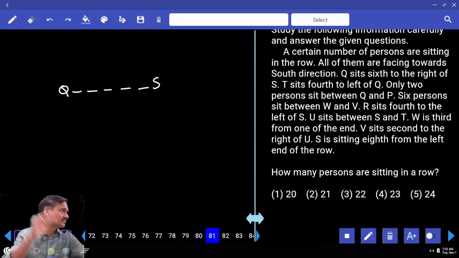As these persons are facing south, who should be on the right hand side of S? Q should be. How many persons should be in the middle? 5 members. Because Q is 6th to the right of S. And T sits 4th to the left of Q. Left hand side of Q, T. T is here.